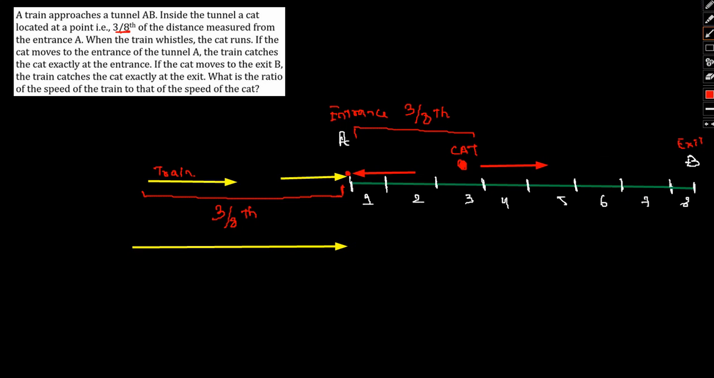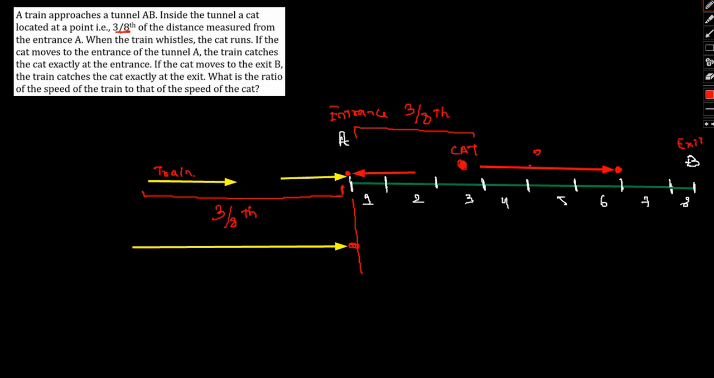Now here, how much did the train actually cover? 3/8 of the distance, right? So by the time the train reaches the entry point A, the cat will also cover 3/8 of the distance. So 3/8 of the distance, that means the cat will be at this point. The cat will reach here. At this point of time, the train is here and the cat is here. So this is the cat.